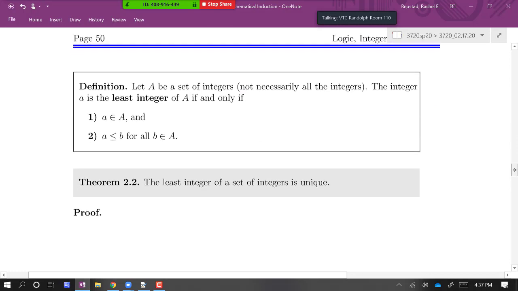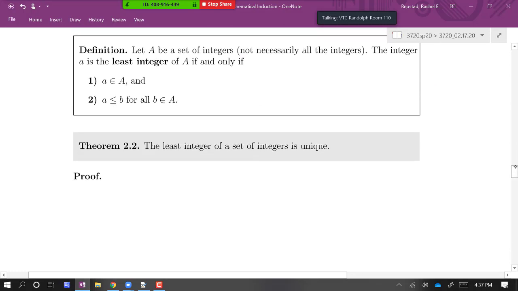Let's keep going. There's a couple of results here. First, a definition. If we have a set of integers, doesn't have to be all the integers, but some set that consists only of integers, then we say that some integer A is the least integer of the set if and only if it is in the set and it's less than or equal to every other integer. Being a least integer means exactly what you think it means. The least integer of a set is unique.